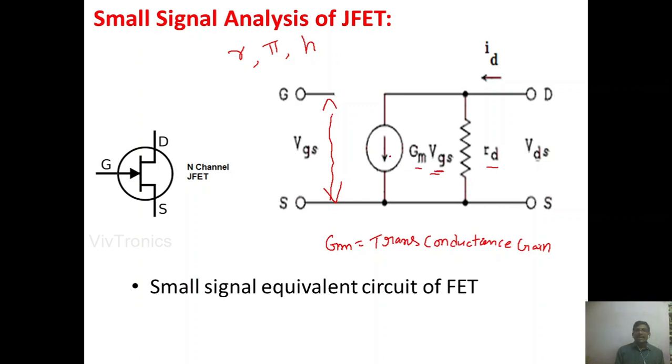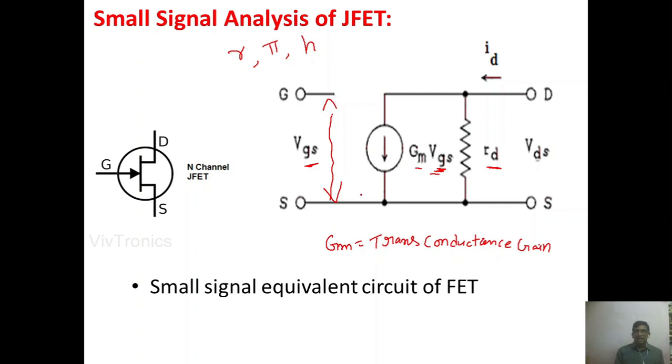So gm is the transconductance gain and VGS is the input voltage. This is a dependent current source, depending on the input voltage VGS. That's why we say the JFET is a voltage controlled device. The input voltage VGS is controlling the output current. The rd is the internal drain resistance which is connected between the drain terminal and the source terminal. So this is how we have to draw the small signal equivalent circuit of JFET.